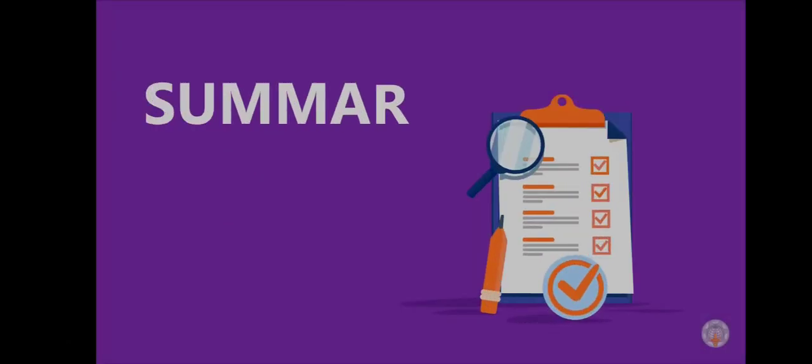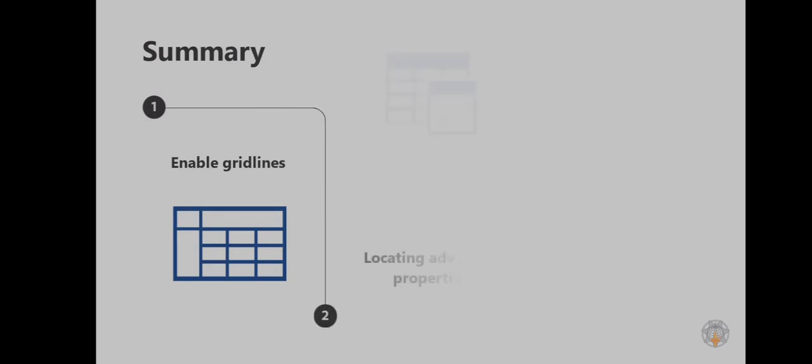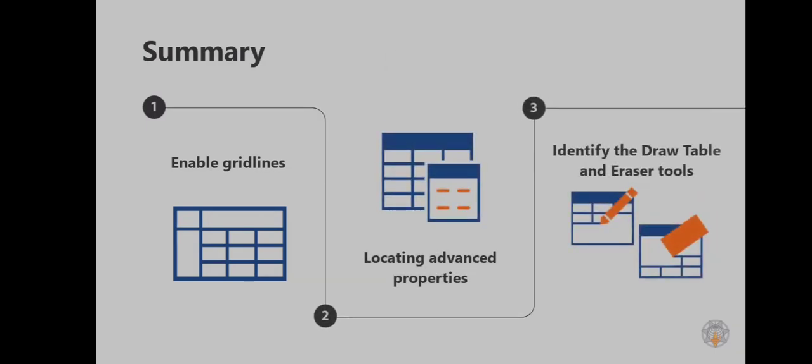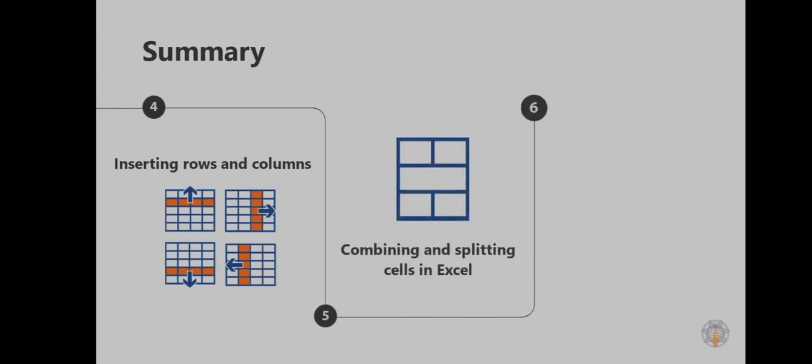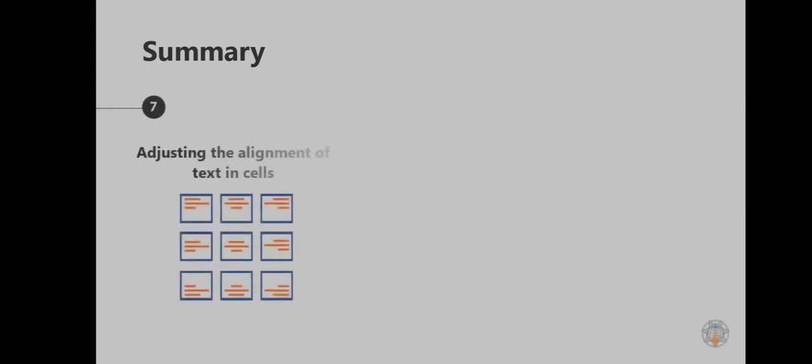To sum up, take a look at what you have learned in this activity. Enabling grid lines, locating advanced properties, identifying the draw table and eraser tools, inserting rows and columns, combining and splitting cells in Excel, enhancing the cell size, and adjusting the alignment of text in cells.